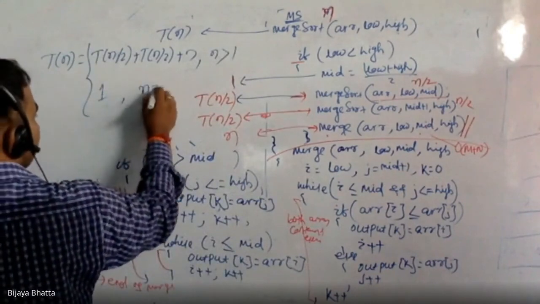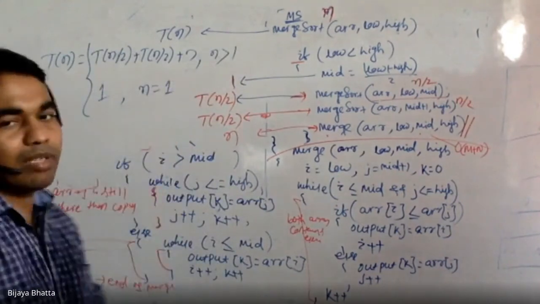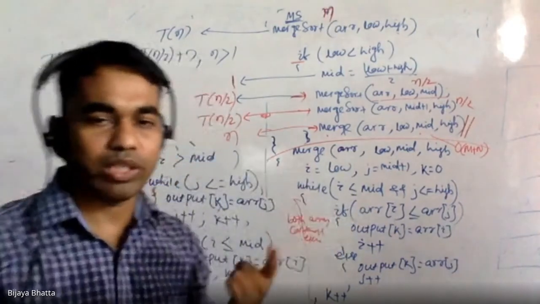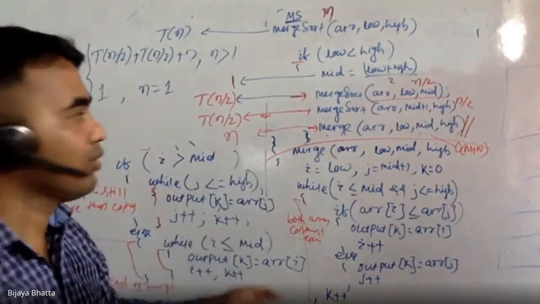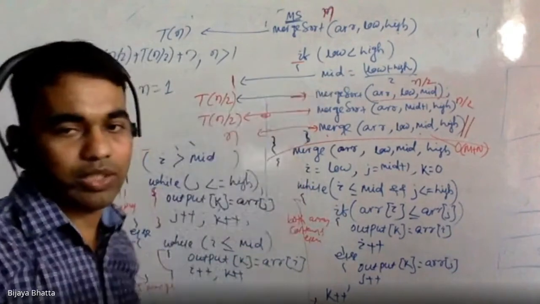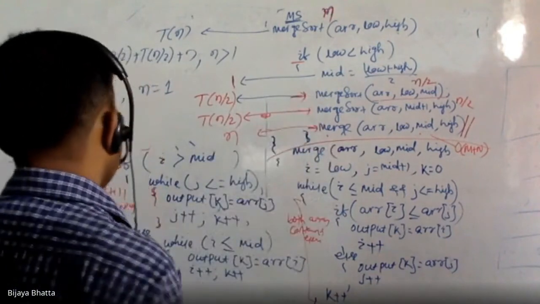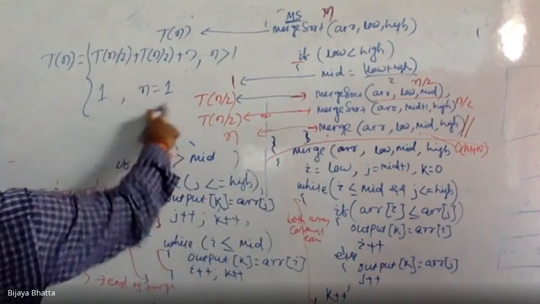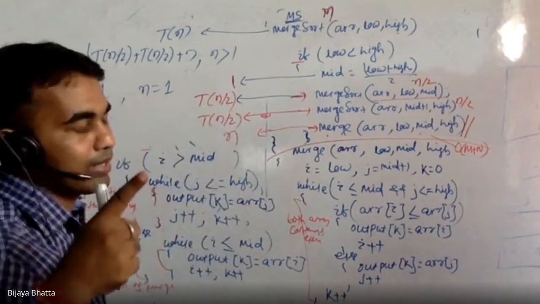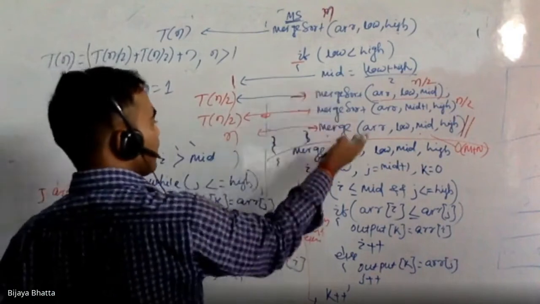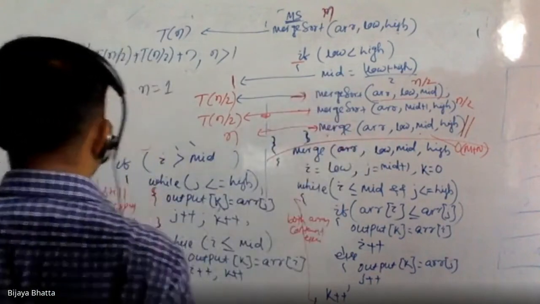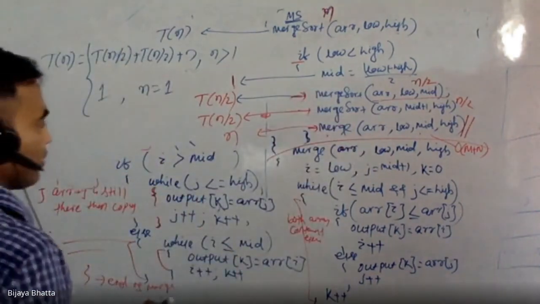If n equals 1, that is, only one element is there, then there is nothing to be processed, right? No work, only done. It will check that there is only one element, so it will just calculate the mid and be done. If the input size is 1, it will just find the mid and then it is done. There is nothing to merge. Only one element, it is already in sorted form.